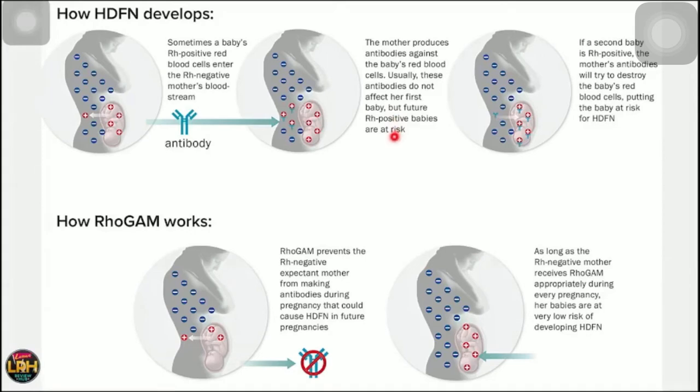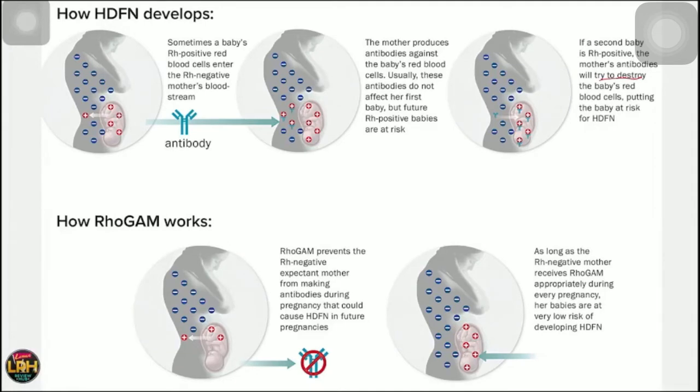Usually these antibodies do not affect the first newborn or the first baby in the first pregnancy, but future or subsequent pregnancies will be greatly affected. If a second baby is Rh positive, the mother's antibody will try to destroy the baby's red blood cells, putting the baby at risk for hemolytic disease of the fetus and the newborn.